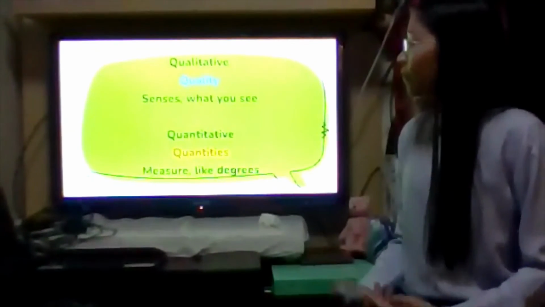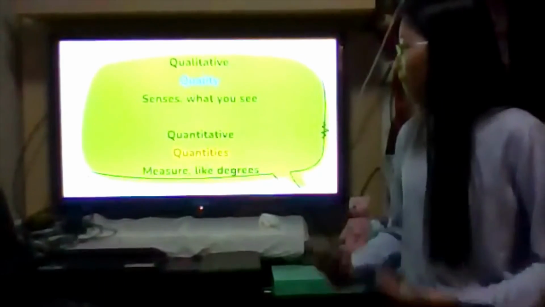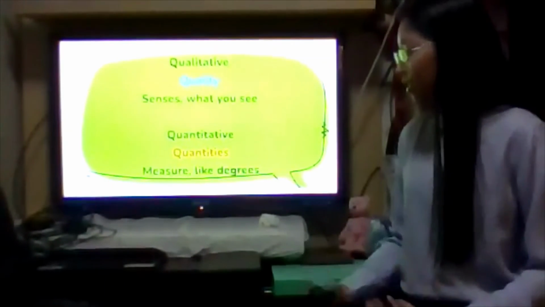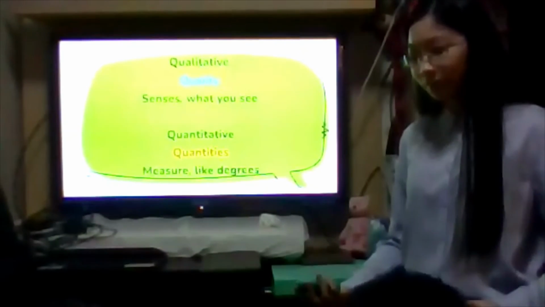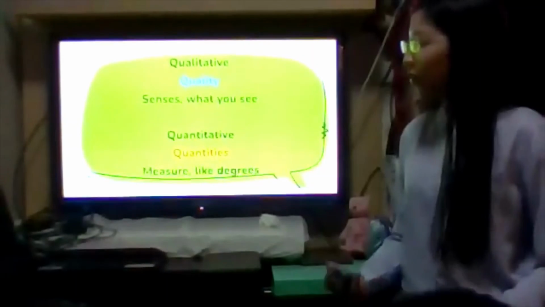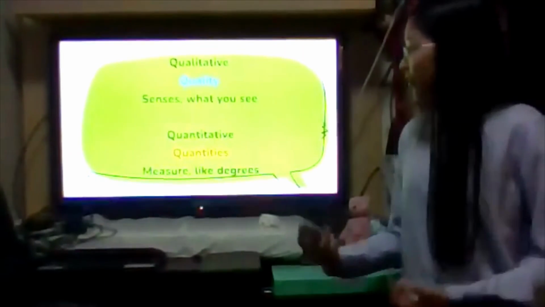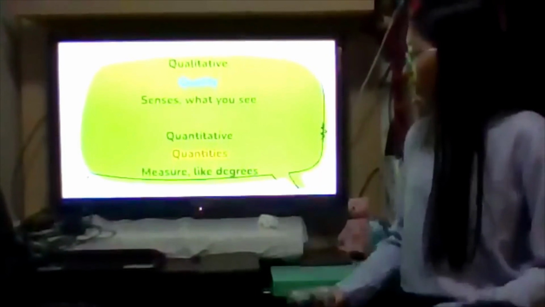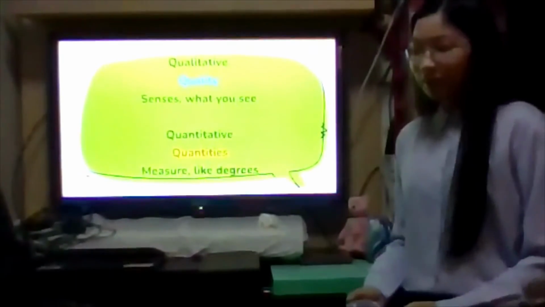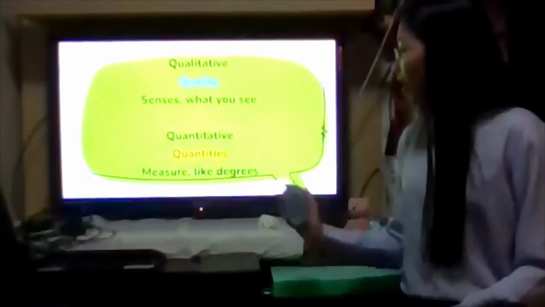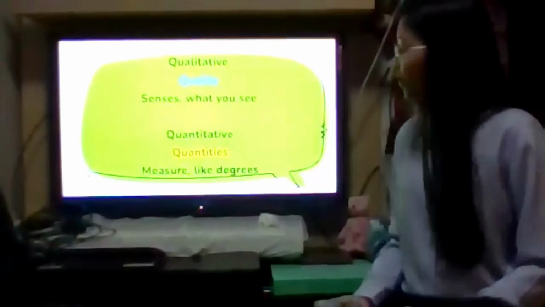So together we have qualitative quality, senses like we see. Quantitative quantities measure like degrees. Would you like to try it with me now? Yes. Okay. 1, 2, 3. Qualitative quality, sense is what you see. Quantitative quantities measure like degrees. Yay, that's great, guys. So now we know the difference between qualitative and quantitative observations.